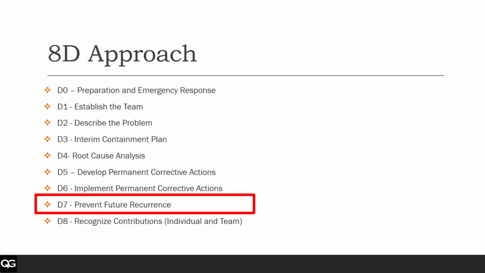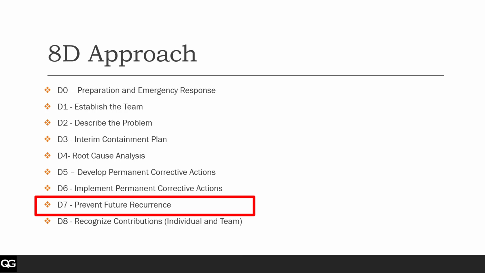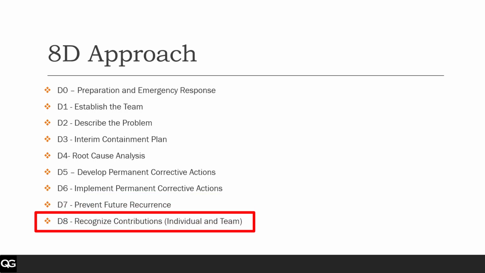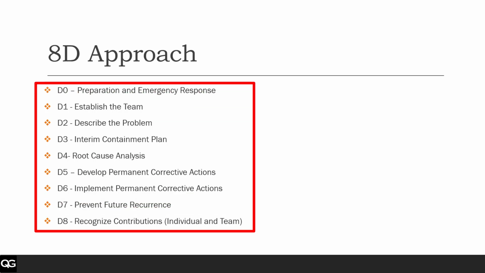And in D7, you prevent the future recurrence. This is basically the preventive action. You want to see whether a similar type of problem could happen in another plant, in another process. So you look around and see whether there is a possibility of a similar problem happening somewhere else as well. If that is the case, you might want to prevent those as well. That is D7. And the last step, or D8, is recognize the contribution of the team and individuals. With that, you celebrate that you have successfully solved a problem permanently. So these are the 8 steps which you take to solve a problem.